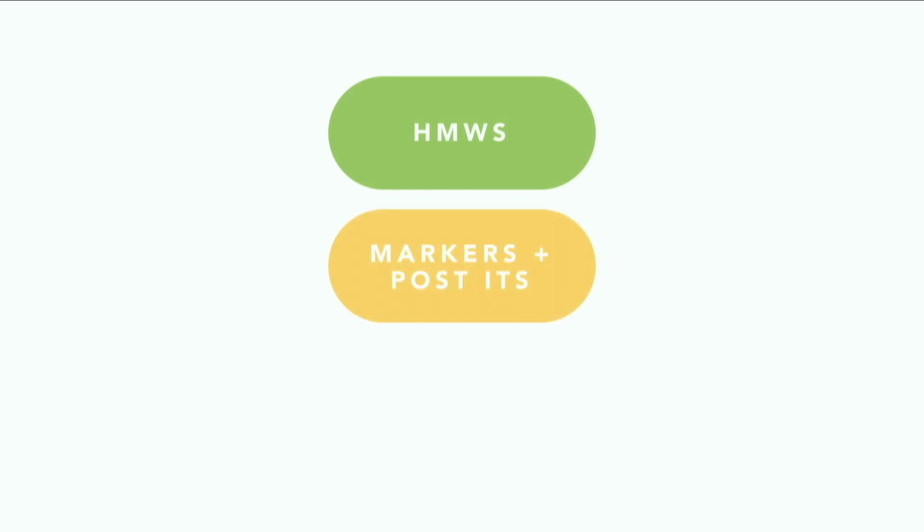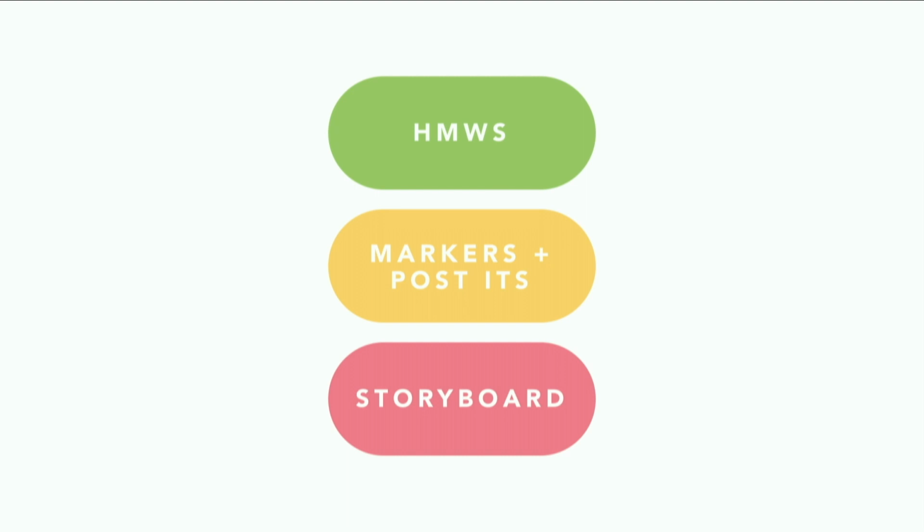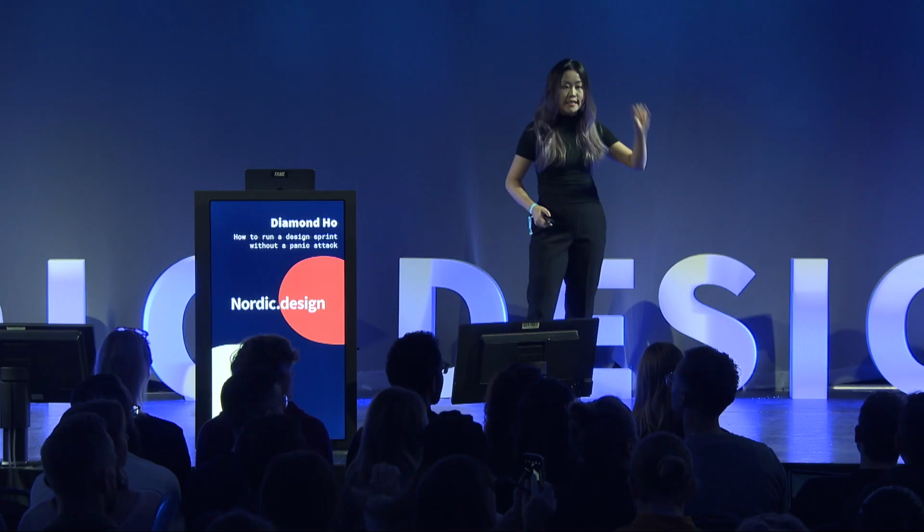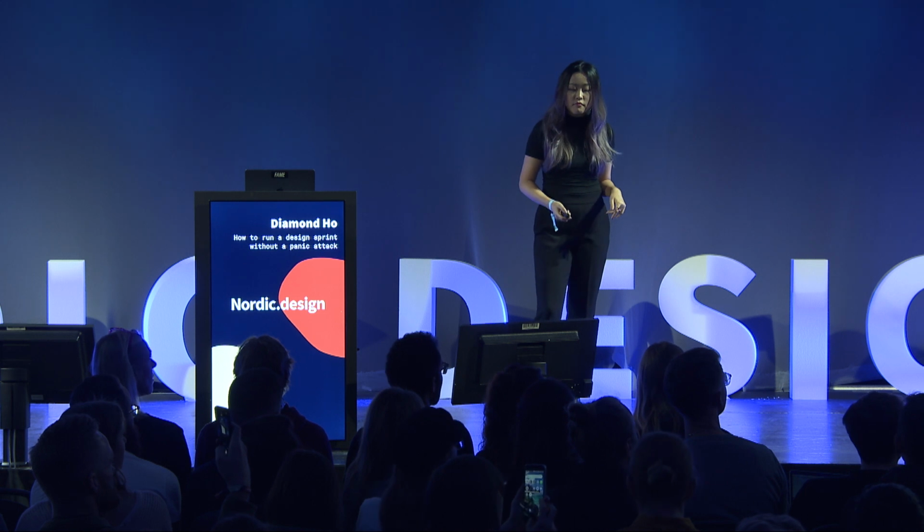So let's talk about how we ideate. When it comes to ideation, I use this little framework called the ideation burger. First, how might we? Second, markers and post-its. And lastly, storyboarding. Basically, this is a methodology where you think of your level of thinking from very high level to deep down into the details of how you execute.